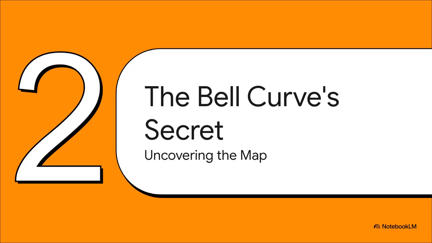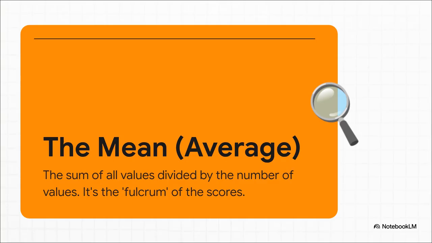But what if we want to see the bigger picture? Not just where we stand, but the entire landscape of all the scores. Well, to do that, we need to uncover this kind of secret map that's hidden inside the data. Okay, so every good map needs a starting point, right? A "you are here" marker. In the world of stats, that's the mean. It's just the simple mathematical average of all the scores. A great way to think of it is as the perfect balancing point, like the fulcrum of a seesaw for the whole group of scores.